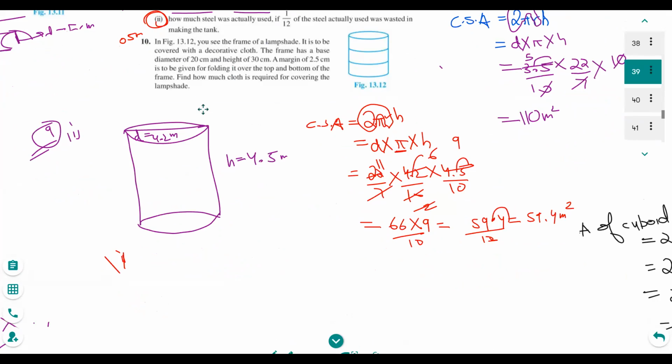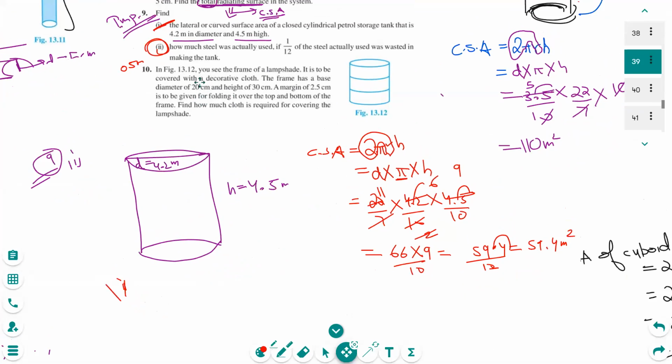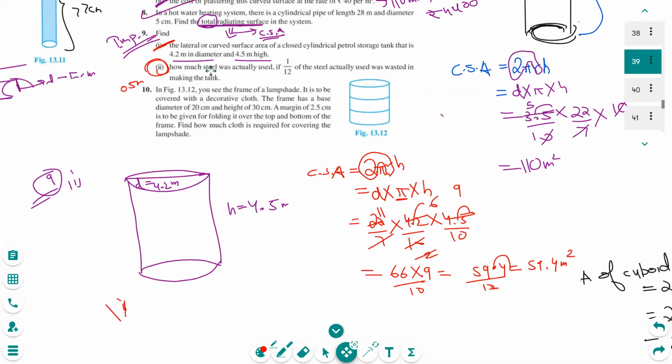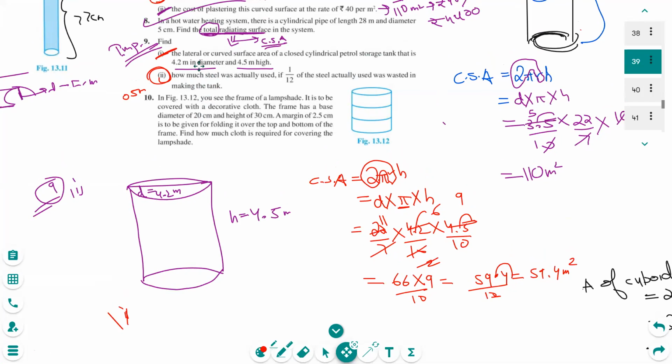If you tell me now what you understand, then whatever you get wrong I can correct, and then you will never get it wrong again. But if I just put it out, you will surely make some kind of mistake in the future. So what you can understand, just try to tell me. Something must be coming to mind. How much steel was actually used, sir, given that 1/12 part of the steel was wasted in making the tank, so how much part was used to make it?